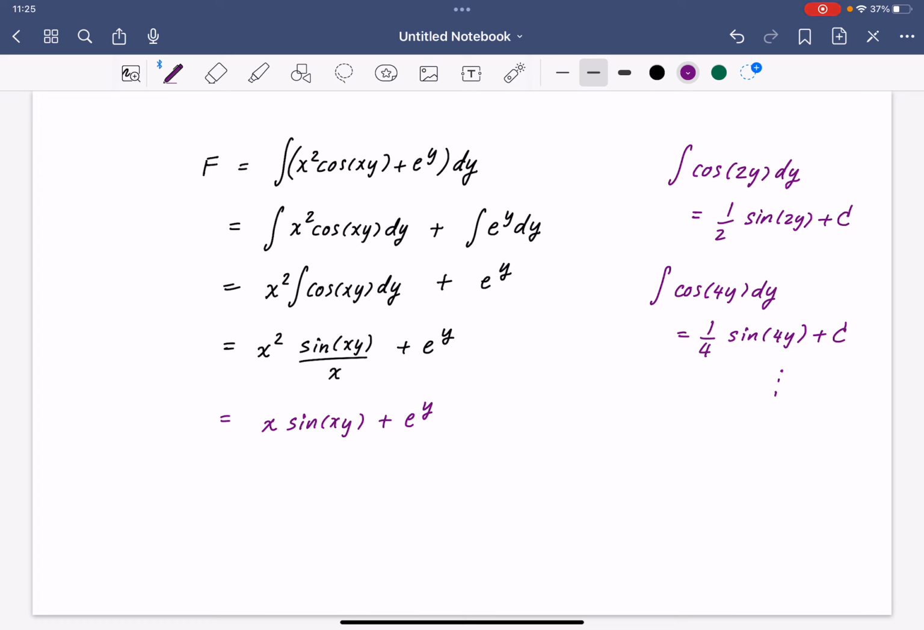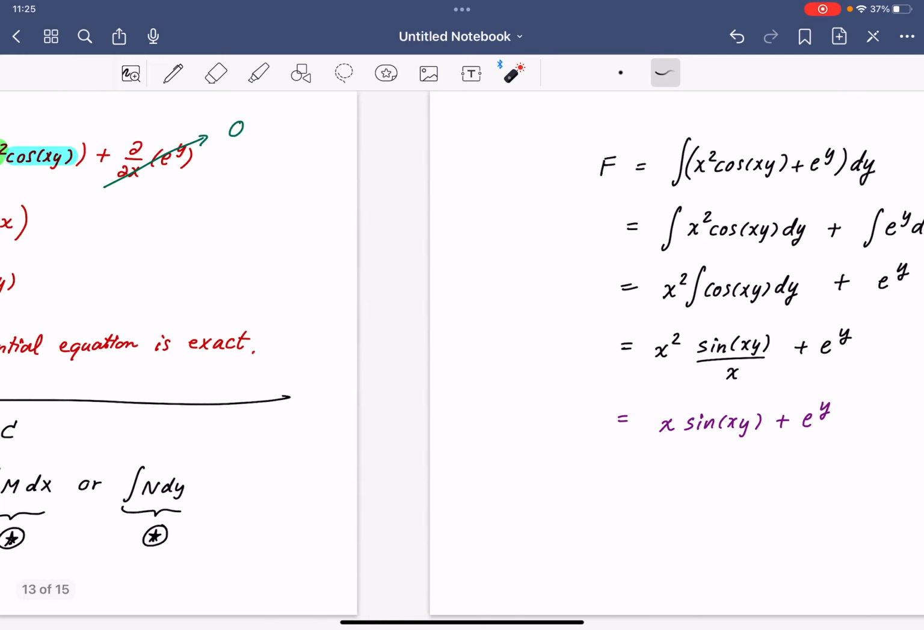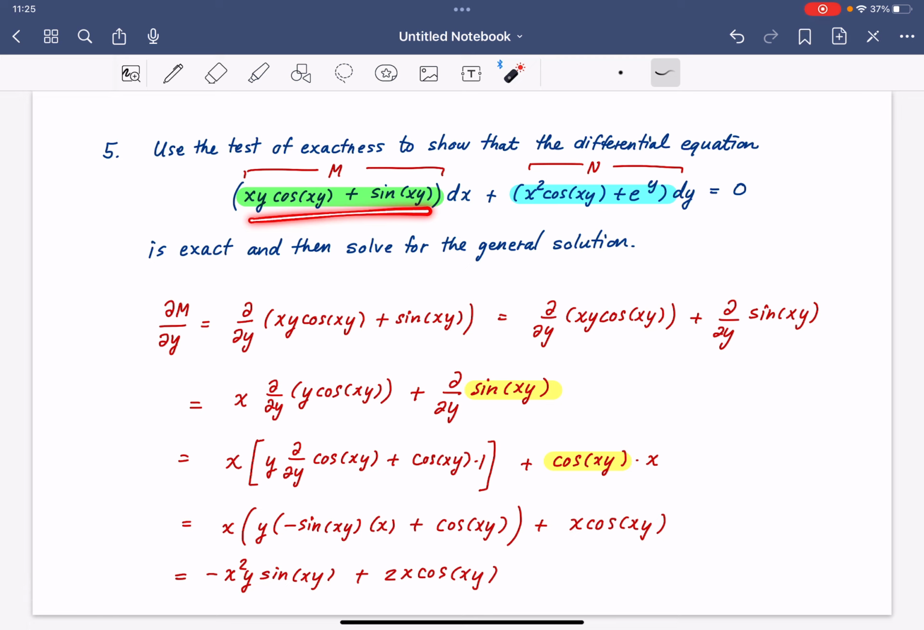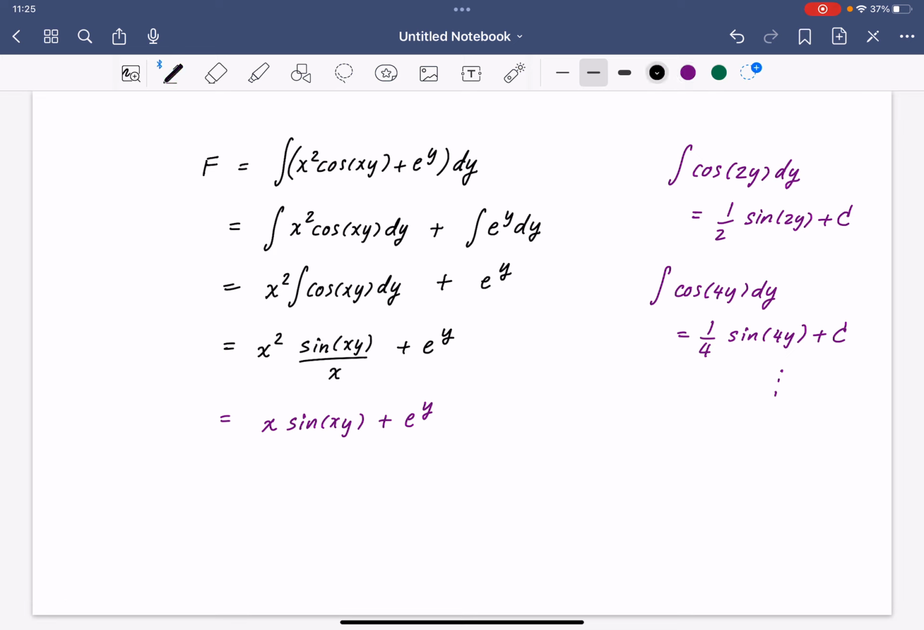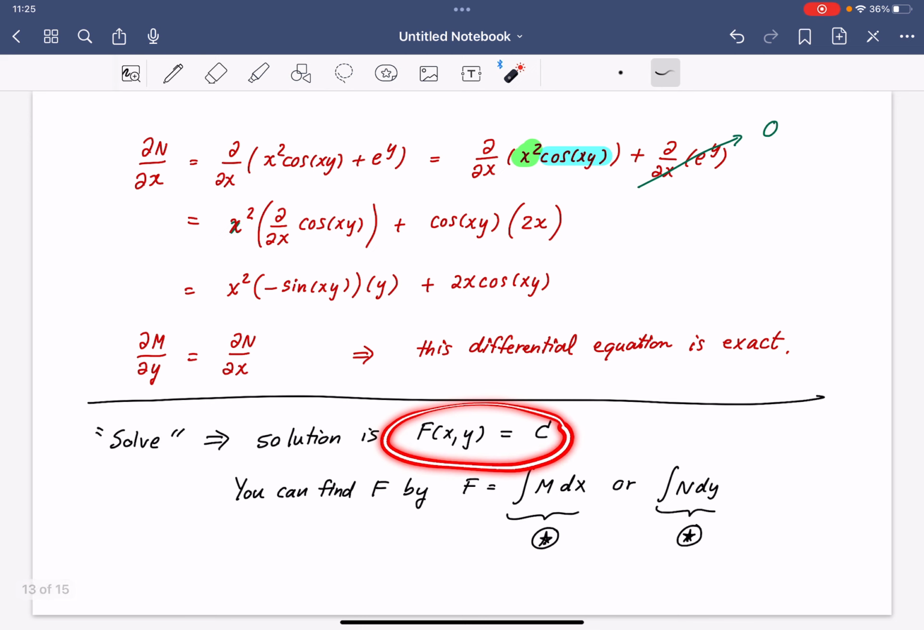Okay, so this is the answer already. Once you get this, you can make sure that it is the correct one. You can differentiate f here, and it should get back to M, which you will get. So the general solution is x sine xy plus e to the y equal to some constant c, because it is claimed already that the solution is f(x,y) equal to c.